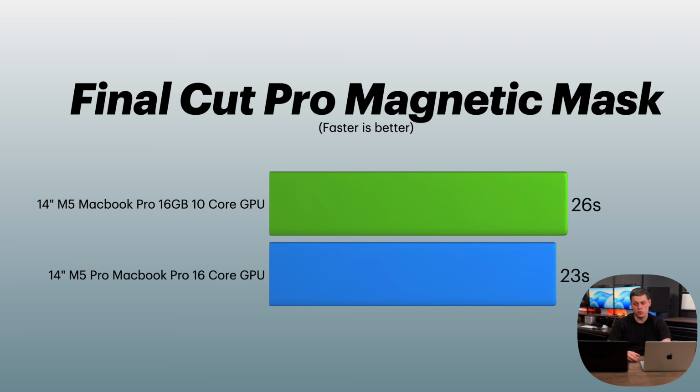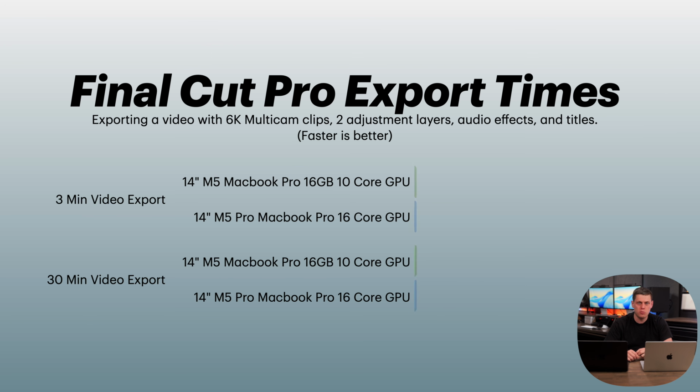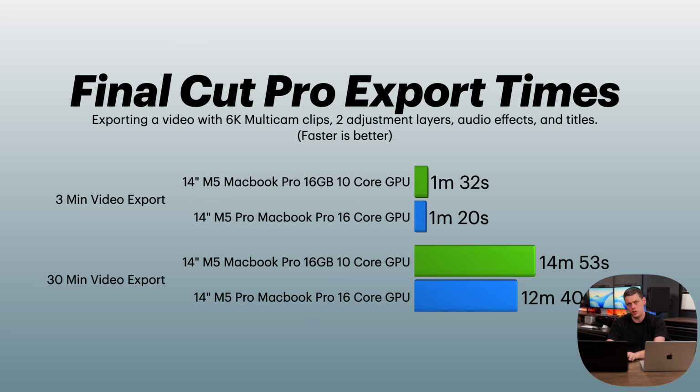Next, I put Final Cut Pro on both of these, and running the magnetic mask for an 18-second clip was very close. It took 26 seconds on the M5, down to 23 seconds on the M5 Pro. But for a 3-minute 4K video export, it took 1 minute and 31 seconds on the M5, and again, very close at 1 minute and 20 seconds on the M5 Pro.